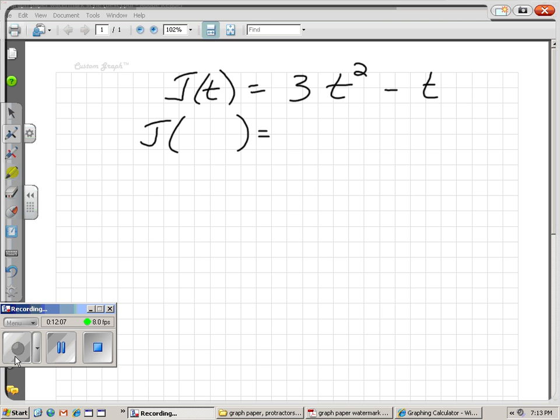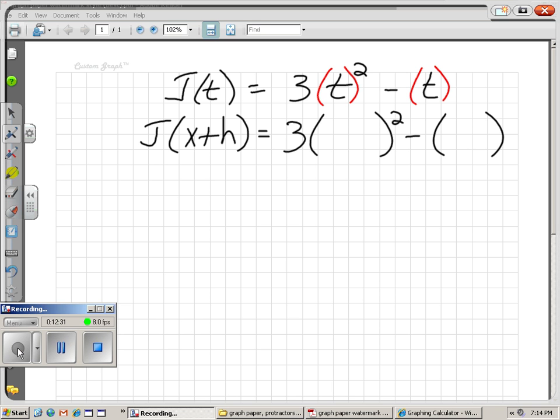Okay, last one. What if we want to run an x plus h through the j function? That just means take out the t and put in x plus h and straighten it all out. So, rule number 1, put parentheses around your t's or your x's or your v's or whatever letter happens to be up there, because we're getting ready to take that t out and put something else in. We're getting ready to substitute. So I have 3 times my parentheses, which I'm going to square, minus my parentheses. I took the t's out. I'm going to put in the x plus h. So all I'm doing is replacing my t with x plus h.